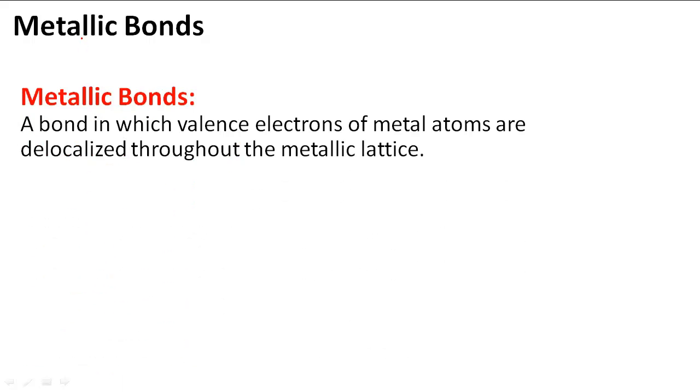Metallic bonds. What are metallic bonds? Metallic bonds are a bond in which valence electrons of the metal atoms are delocalized throughout the metal lattice. So solids are most stable in a crystal form.